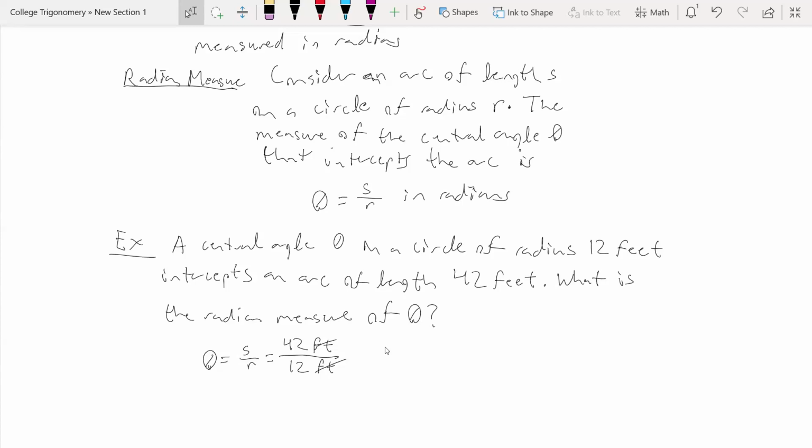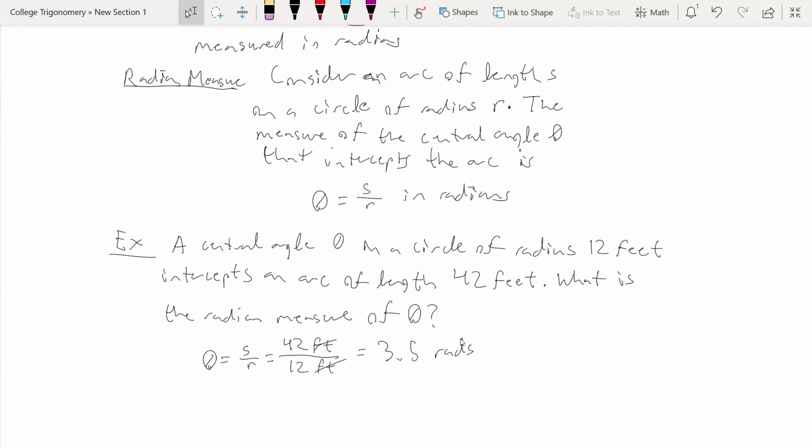But remember what radians are. They're a conversion factor from the arc length to the radius of a circle. We're comparing the arc length to the radius of a circle when we're dividing S by R, so the units should be radians when we do that. So 42 over 12. When the feet cancel off, we'll be left with rads. Let's simplify this a little bit. This is like what, 3.5? 3.5, and the units are rads, radians.